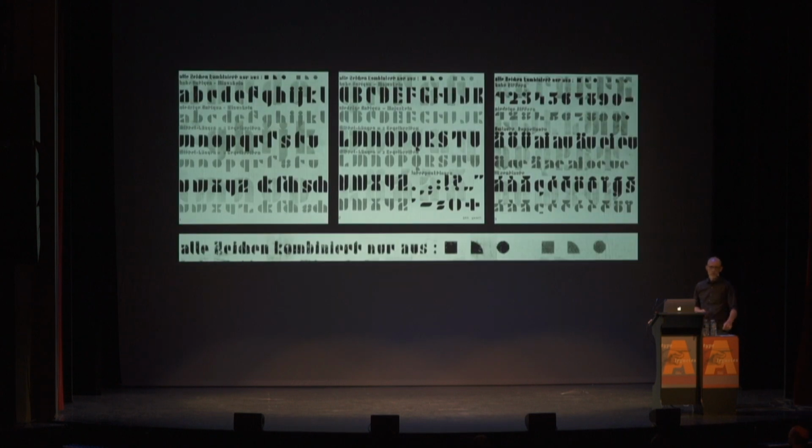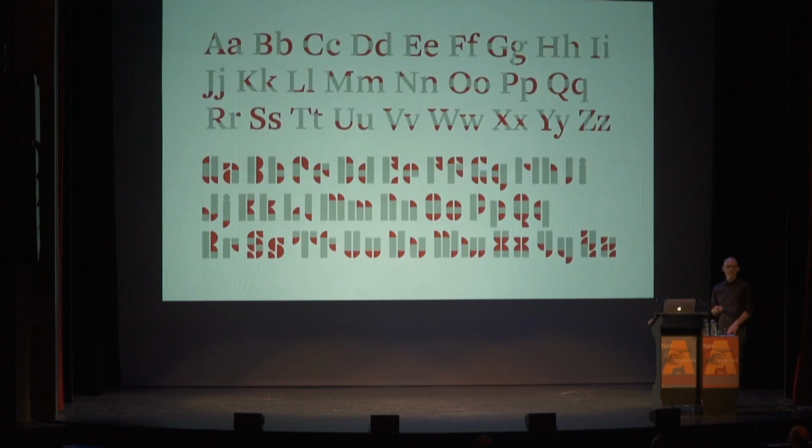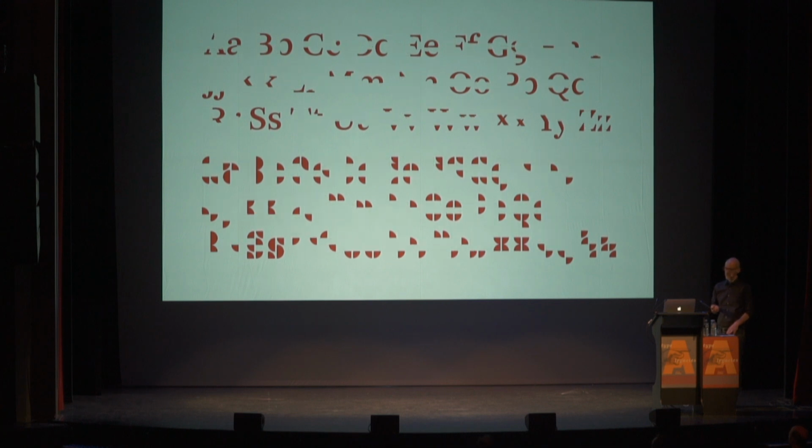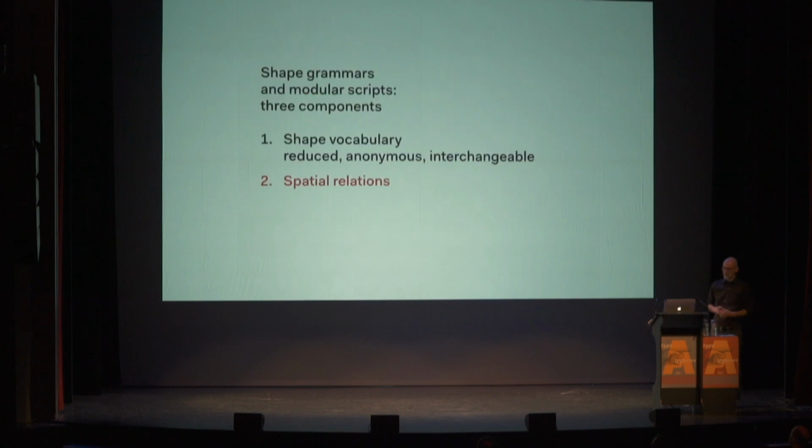In Josef Albers' Kombinationsschrift, the basic shapes are a 1-unit square, a circle, and a quarter circle that can be rotated in 90-degree increments. And you can see in these diagrams just the level of reduction and interchangeability that the quarter circle itself in the Kombinationsschrift is doing. All of those shapes above represented by the same shape below. So shape vocabularies that are reduced, anonymous, and interchangeable.